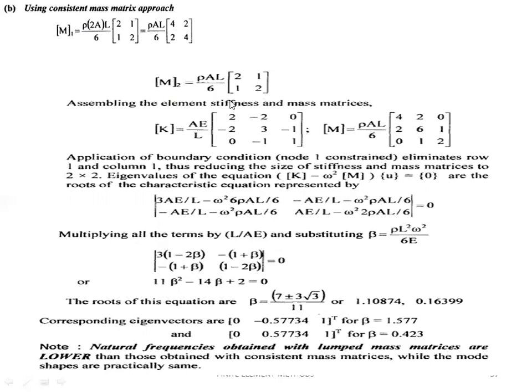Similarly, the consistent mass matrix for the second element, M2, can be written as rho A L by 6 into [2 1; 1 2]. And assembling consistent mass matrix 1 and mass matrix 2, you will get the global consistent mass matrix, that is rho A L by 6 into [4 2 0; 2 6 1; 0 1 2]. The same way, we can recall the global stiffness matrix K, and we found the global mass matrix in the consistent mass matrix approach.